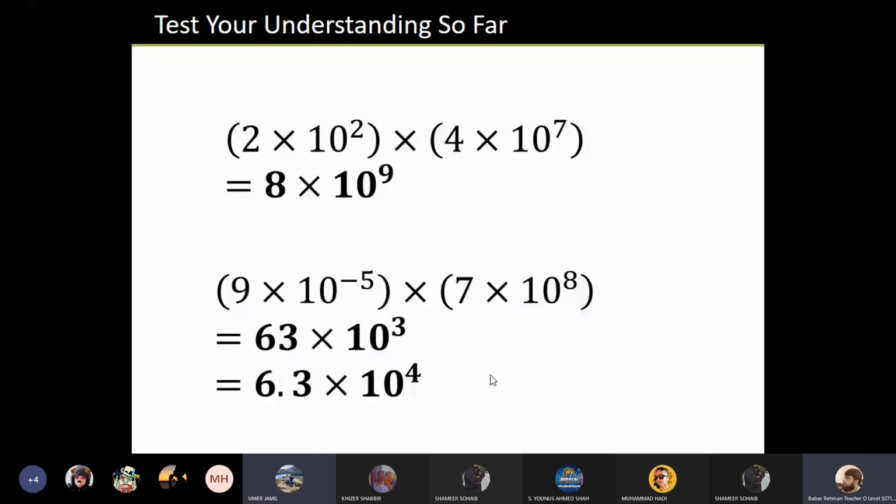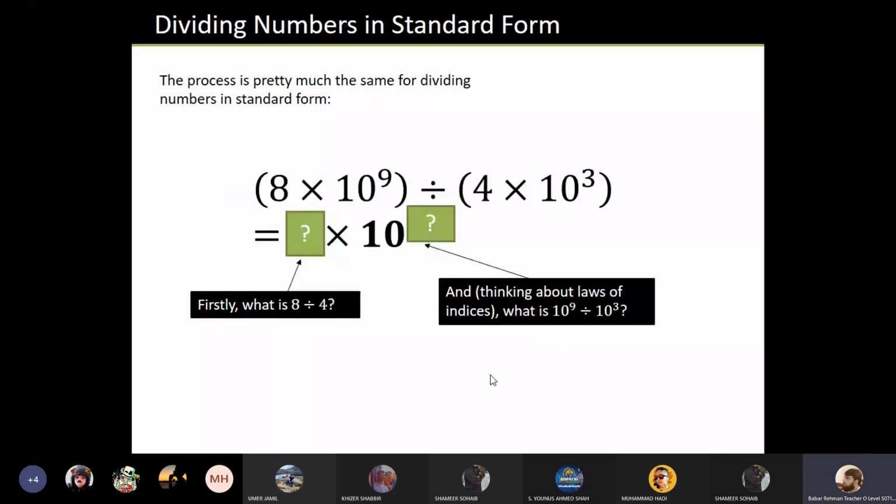Now I will explain this slide. This is dividing. Thank you very much, Umar Jamil. Now we are moving towards the next content of this topic, that is dividing numbers in standard form. Look at this. The first number should be the numerator and the second number is the denominator. When I divide 8 by 4, I will get 2. And you know in the indices rule what happens? Powers will be subtracted. So 9 minus 3, that would be 6.